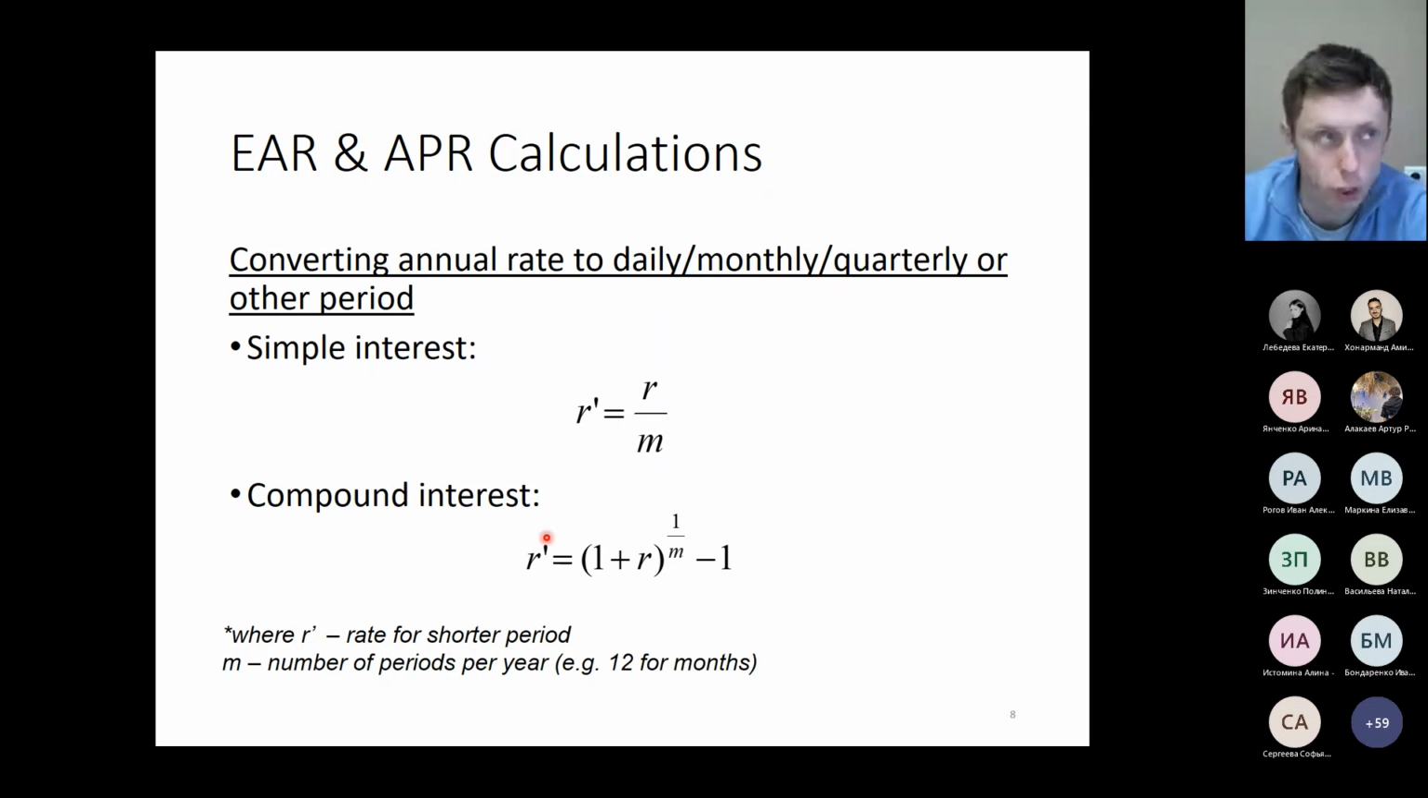This is it. We barely use periods that exceed the year. Usually the conversion is either from annual term to shorter term, quarter, month, day, or vice versa, from day, quarter, or month to the annual term. And this is the case where we go from annual to the shorter term.